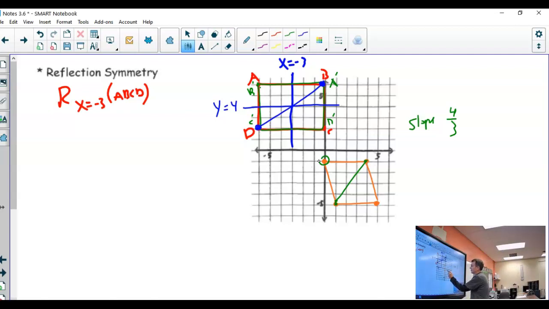To reflect it across that line, I need to go perpendicular to the line, right? Remember that from reflections? Perpendicular to the line. So I need to go, instead of 4 over 3, I need to go down 3 over 4. 1, 2, 3, 1, 2, 3, 4. And it would end up here. Let's see. Down, it would be this.